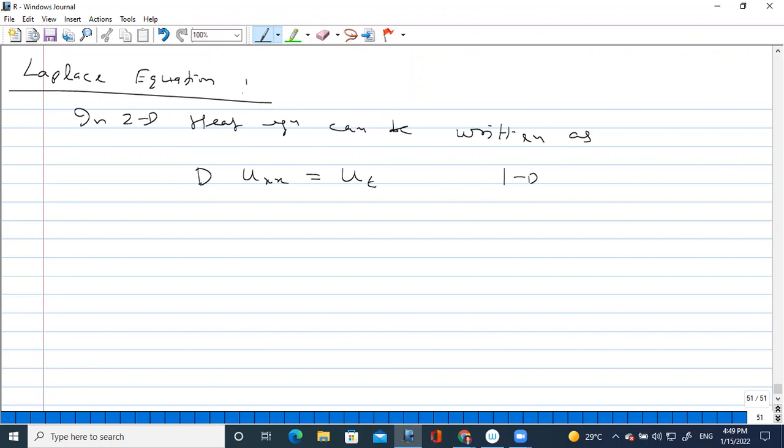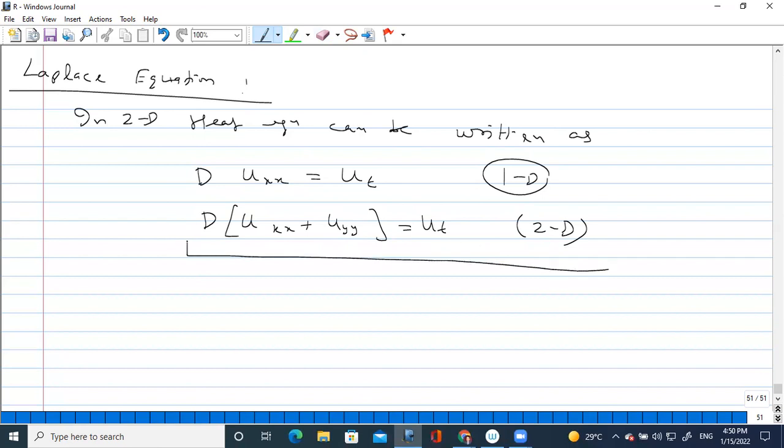Because it was in 1D, if you want to have it in 2D, in place of XX, you have to take YY also. So in 2D, this is in 1D, and D into UXX plus UYY is equal to UT. So this type of equation will be 2D. In 3D, it will be D into UXX plus UYY plus UZZ equal to UT. Okay, so this is the heat equation in 2D.